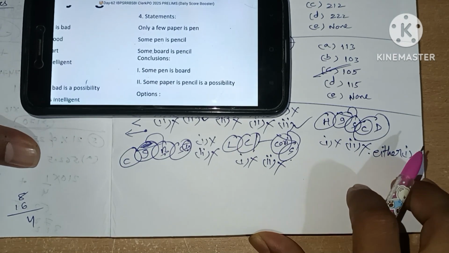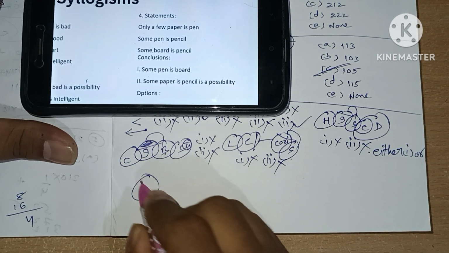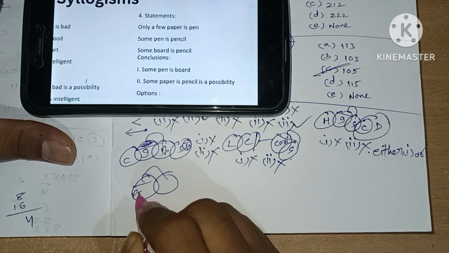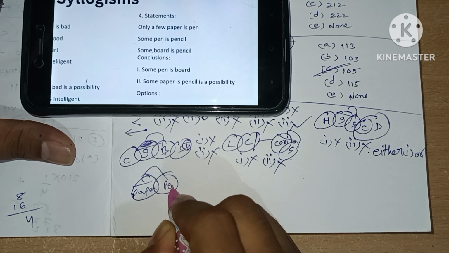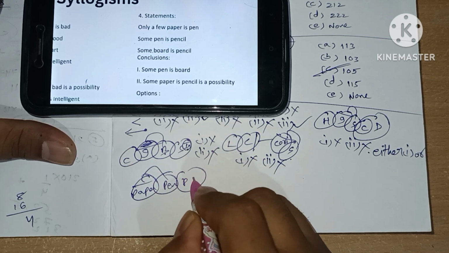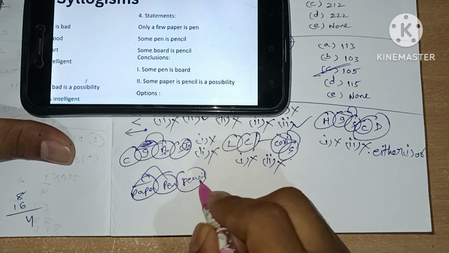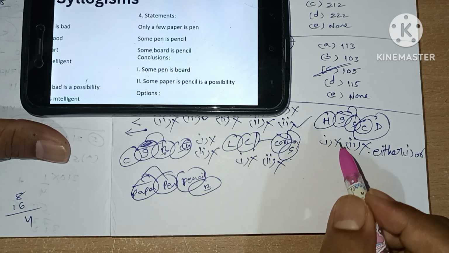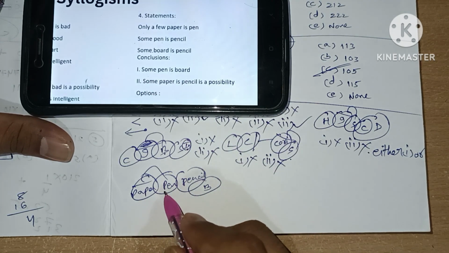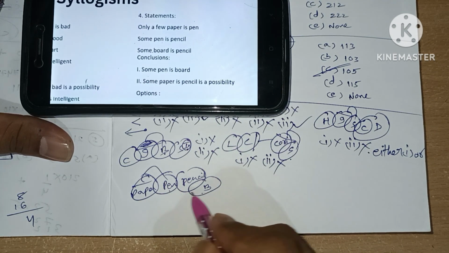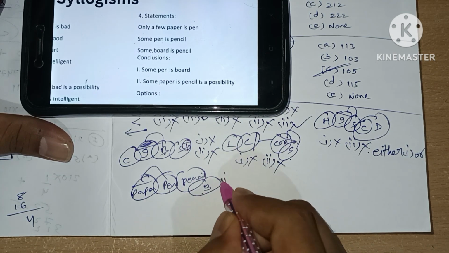Fourth one: only a few paper is pen, some pen is a pencil, some board is pencil. Let's see the conclusion. Some pen is board. This is pen and this is board. There is no direct relation between these two, so the first conclusion will be false.